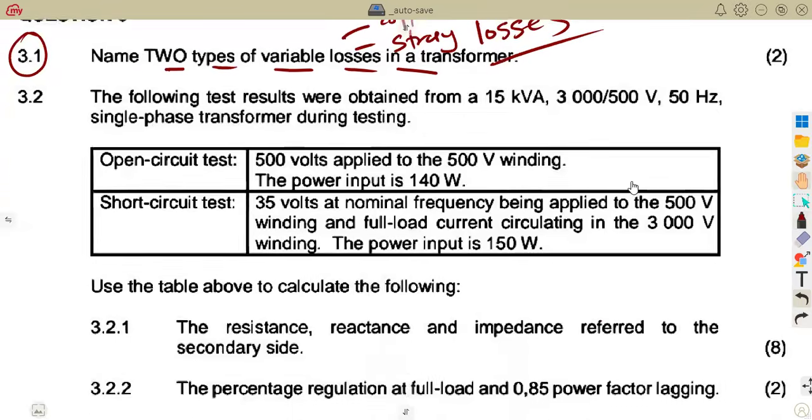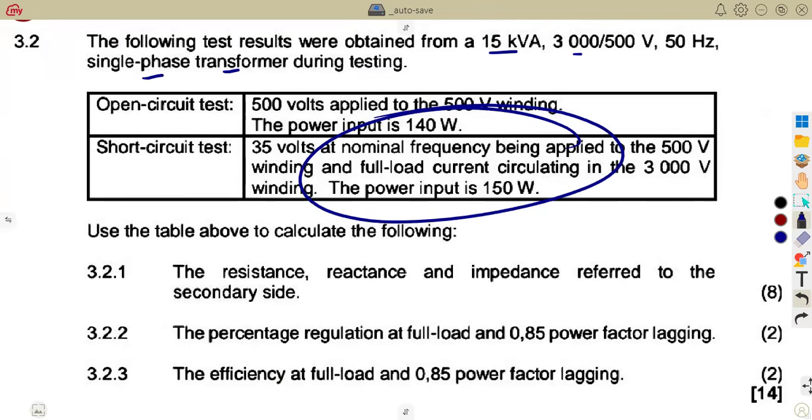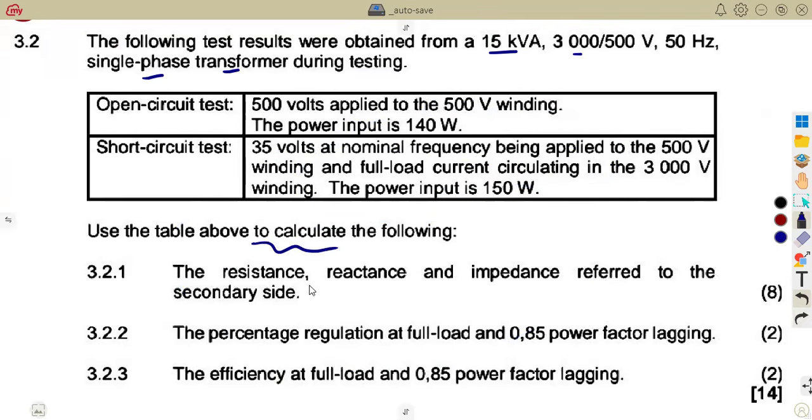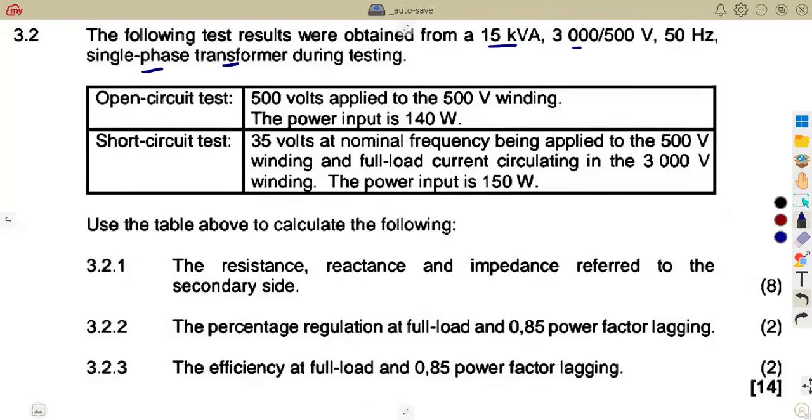2 marks. 3.2: the following test results were obtained from a 15 kVA single phase transformer during testing. Using this information and the table above, calculate the following. All right, let's figure this out. I'm just going to take my information separately. Forgive me, that's my data here.